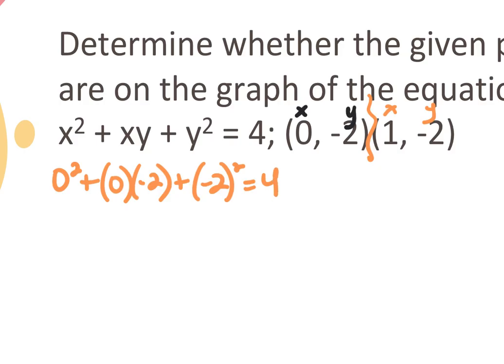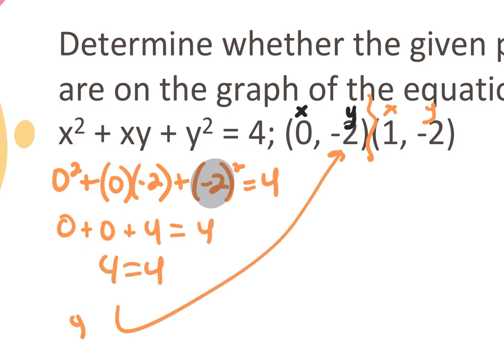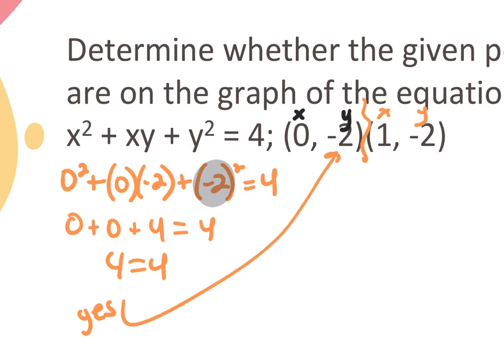And yesterday we talked about it, but as a reminder, when we plug in parentheses, because that negative 2 squared becomes a 4. If the parentheses were on it, it would be negative 4. So this is 0 plus 4, and 4 equals 4. So yes, this one is on the graph of the equation.